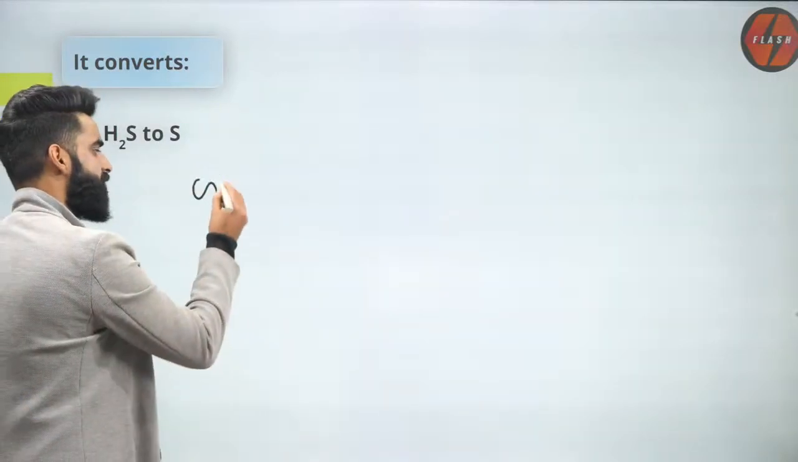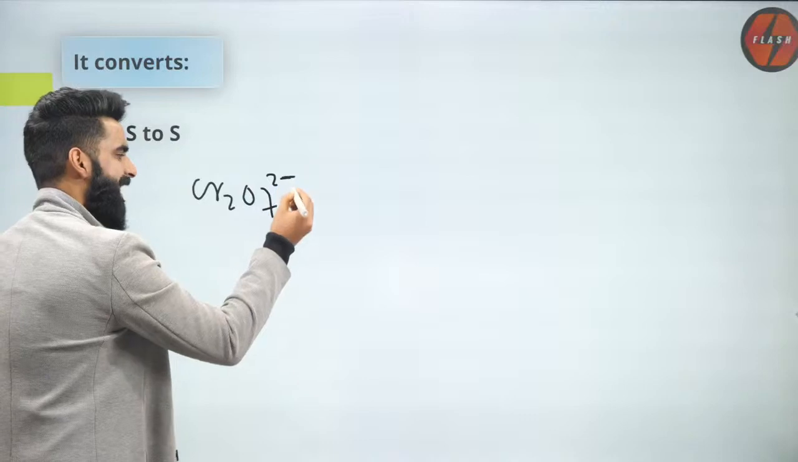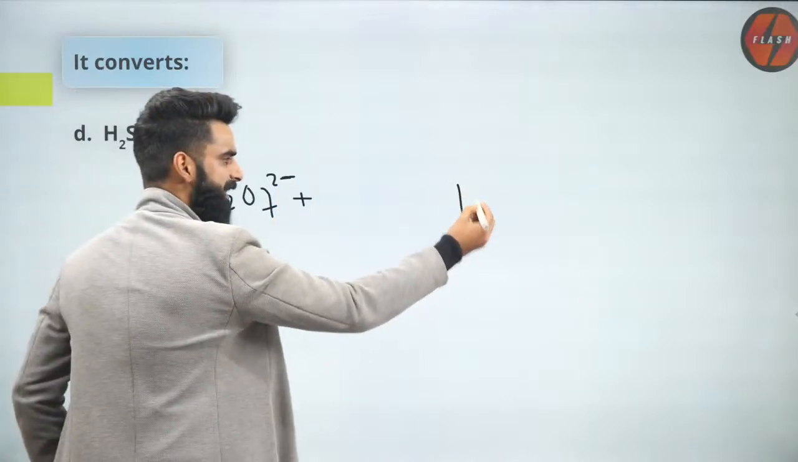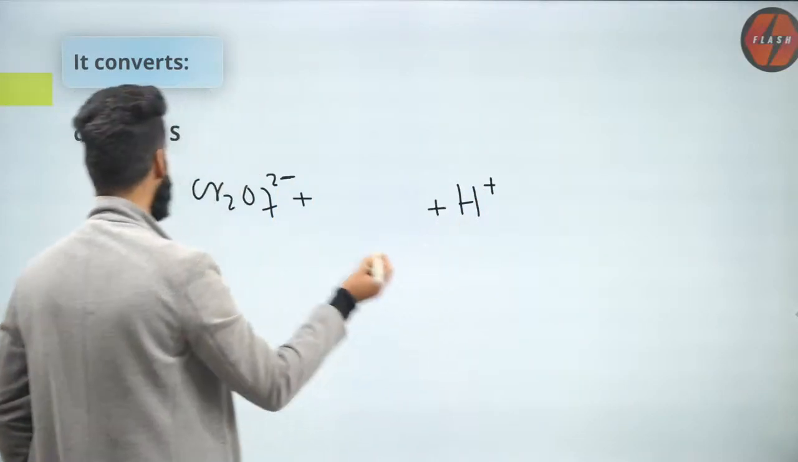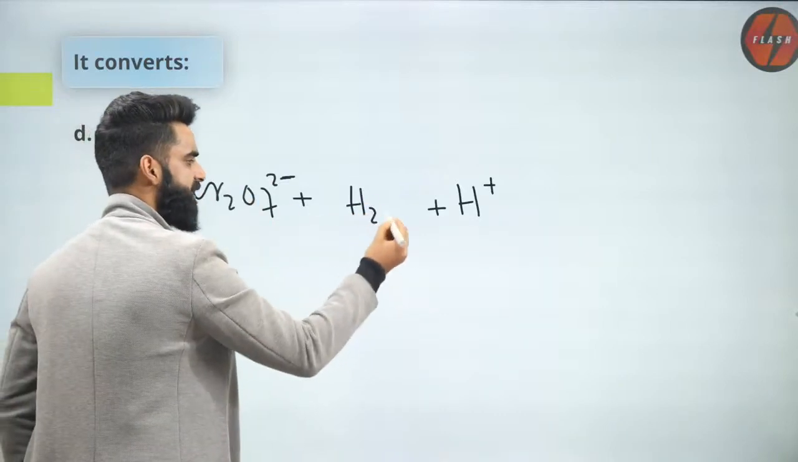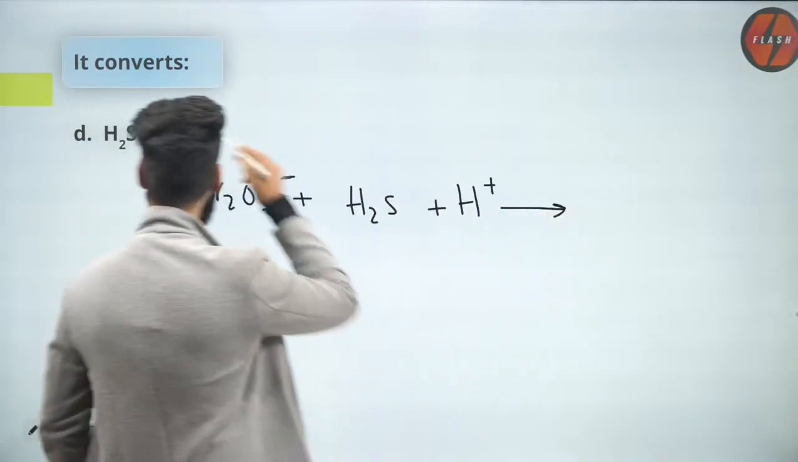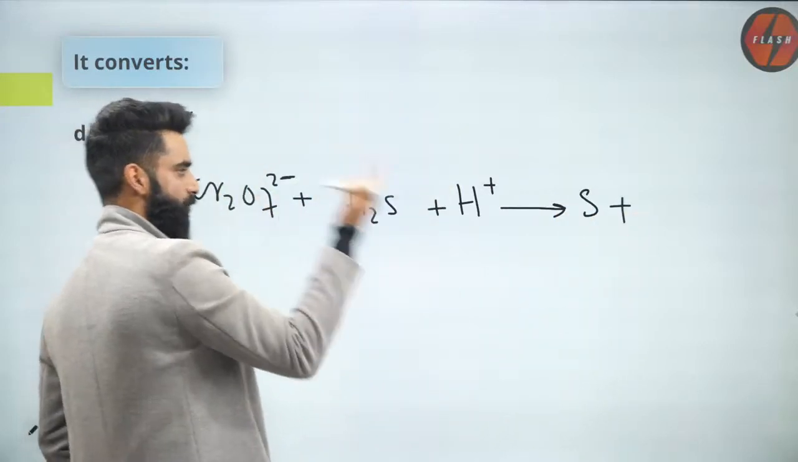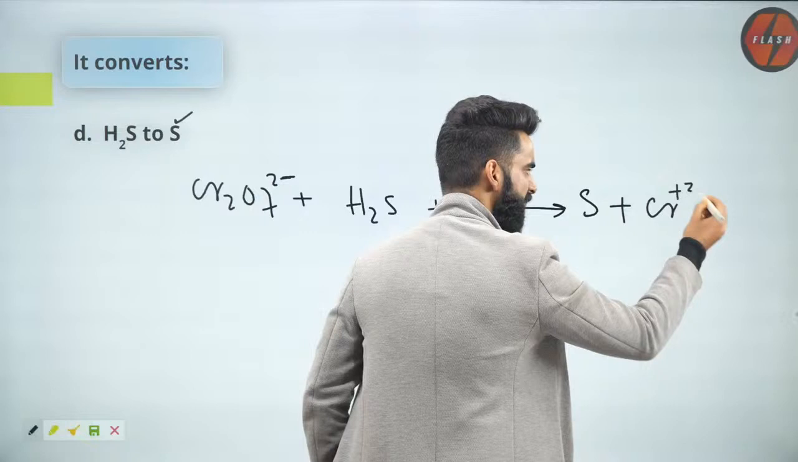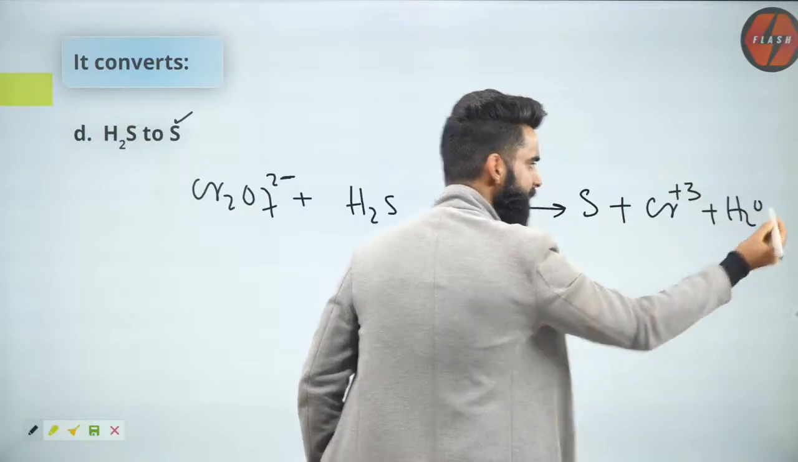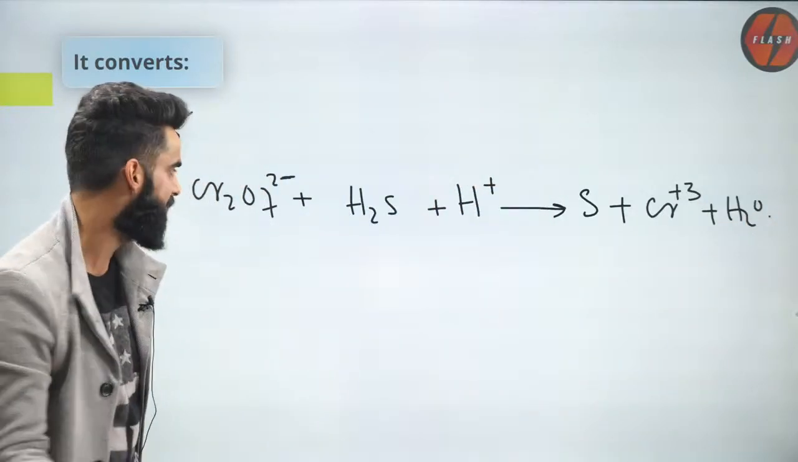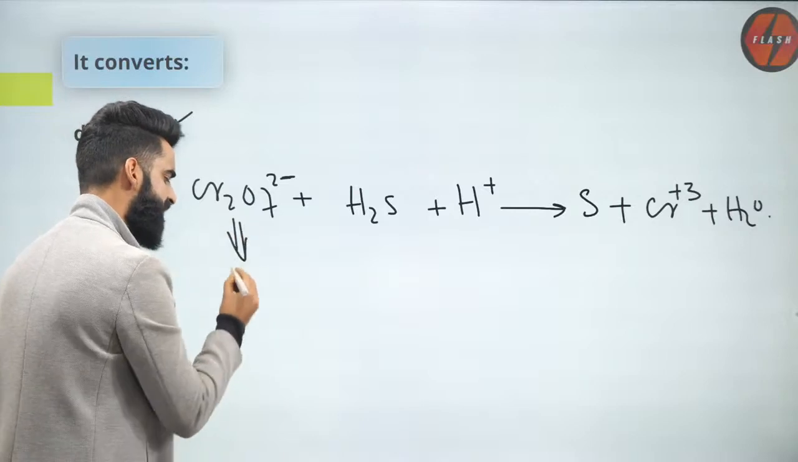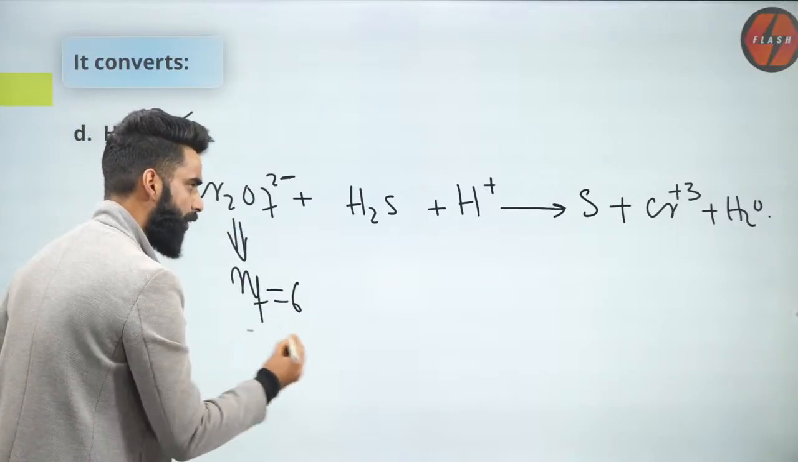The same Cr2O7 di-negative in acidic medium, where this H positive represents your acidic medium, converts H2S to sulfur. And itself, this Cr2O7 di-negative gets converted to Cr plus 3. With this, I'm writing some water as well. Very, very simple. Now, the N factor of Cr2O7 di-negative in acidic medium is 6. We already know that.